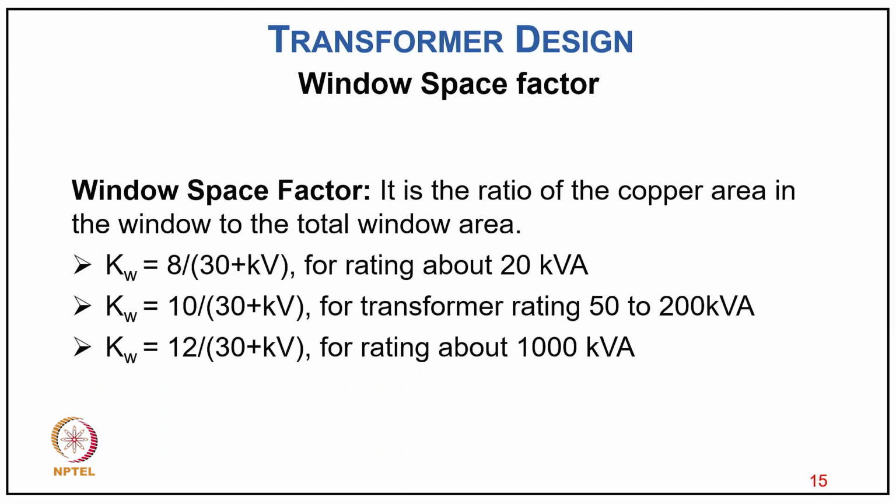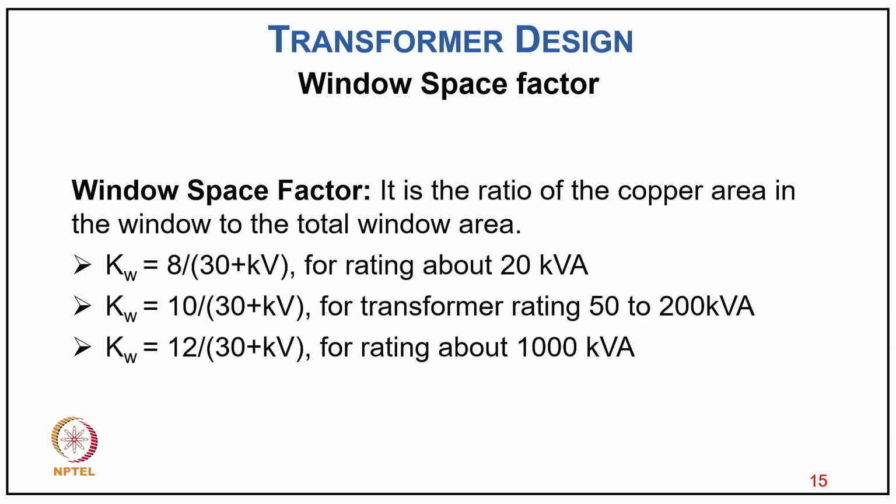So now coming to the typical window space factor. Window space factor is the ratio of the copper area in the window to the overall window area, and normally it is related to the voltage rating of the winding of highest rated voltage. So Kw equal to 8 upon 30 plus kV for a rating about 20 kVA, and Kw equal to 10 upon 30 plus kV for transformer rating from 50 to 200 kVA, and Kw equal to 12 upon 30 plus kV for rated above 1000 kVA.